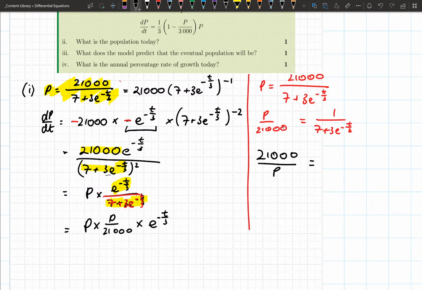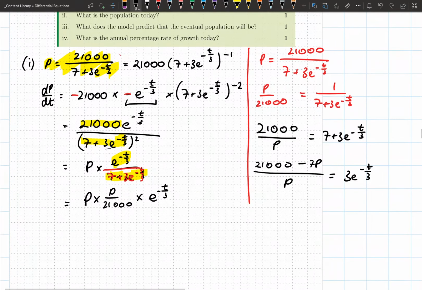Yeah. And what's this equal to on the right-hand side? 7 plus 3e to the power of negative t over 3. Excellent. Now that we've got that, I can keep rearranging and we'll eventually get to e to the power of negative t over 3, right? What's the next thing I need to do? Minus 7. So here I'm going to get 21,000 minus 7. Now, when I minus 7 and put it over the fraction, it's not just going to be minus 7. It's going to be minus 7P. Yep. Excellent. Is equal to 3e negative t over 3.